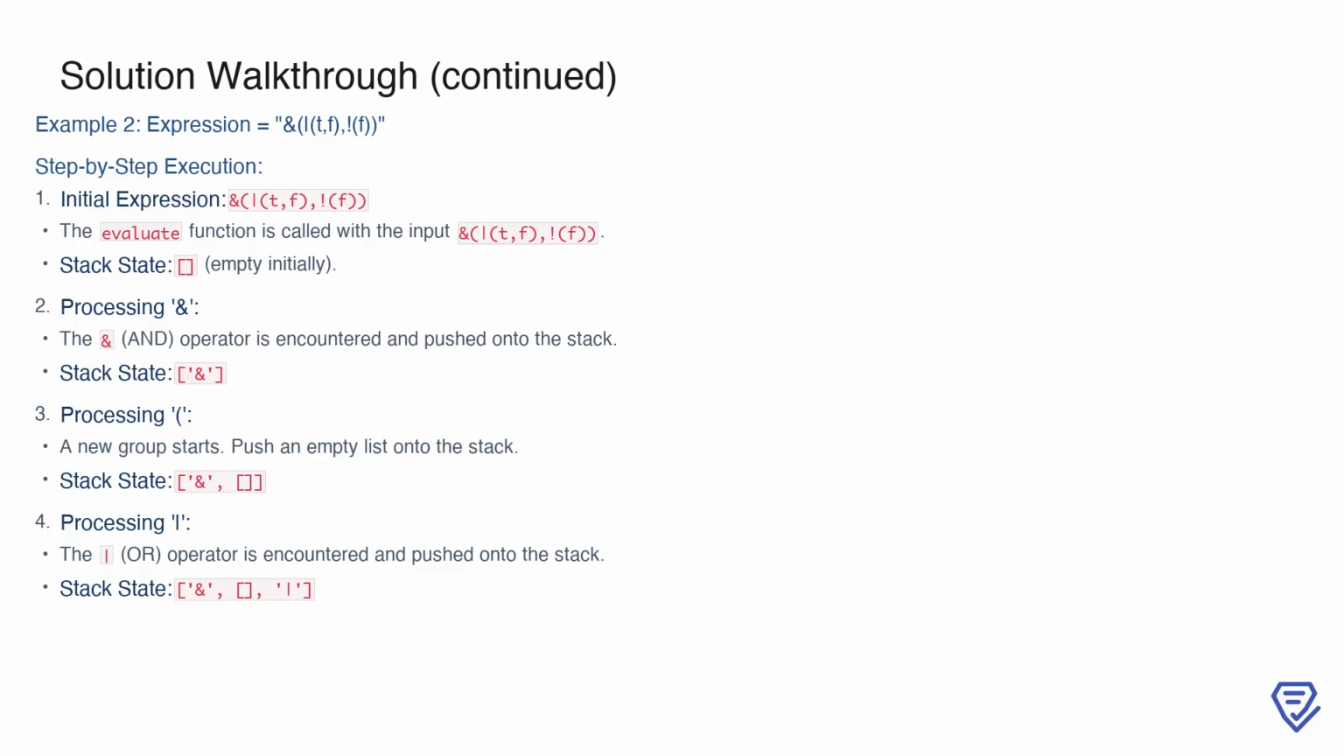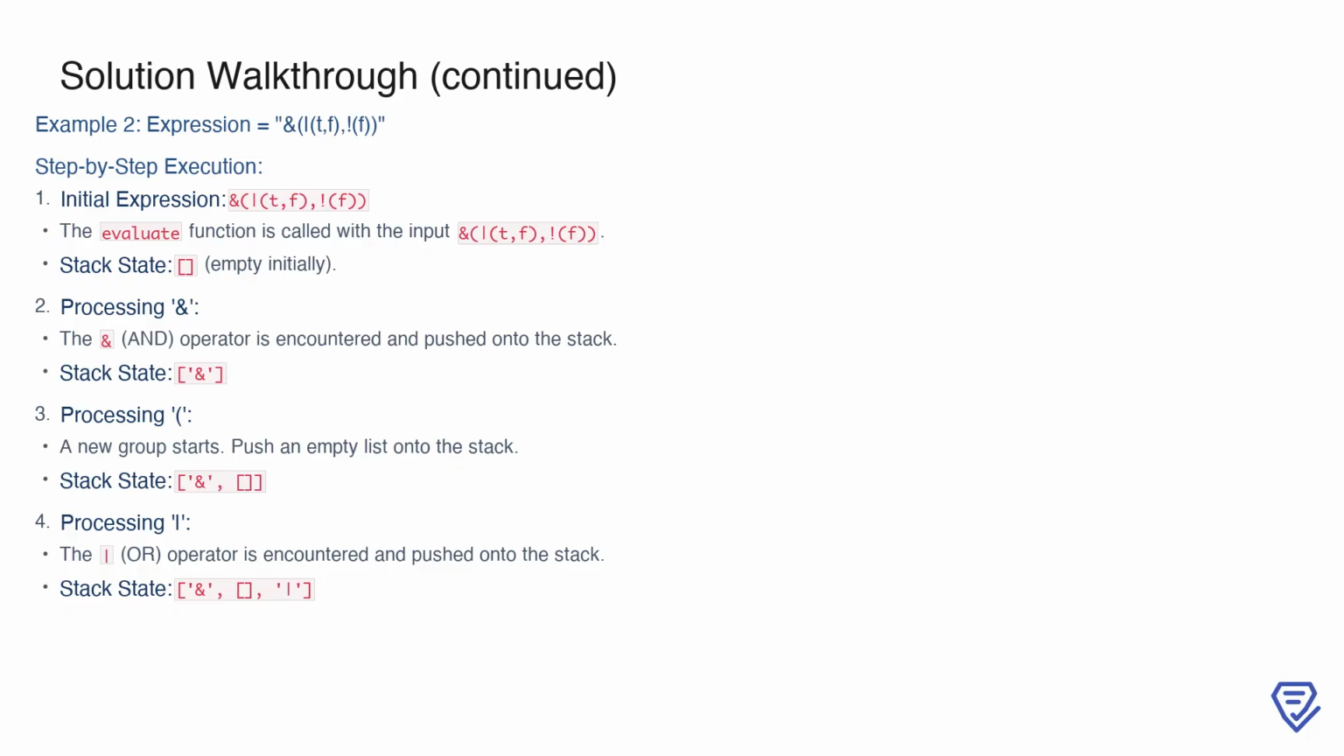Let's consider the next example, where the expression is &(|(f,t),!(f)). We start by calling the evaluate function with this input, and the stack is initially empty. The first character encountered is the & operator, which represents an AND operation. This operator is then pushed onto the stack. Following that, we process the opening parenthesis, which signifies the start of a new group. To manage this group, we push an empty list onto the stack.